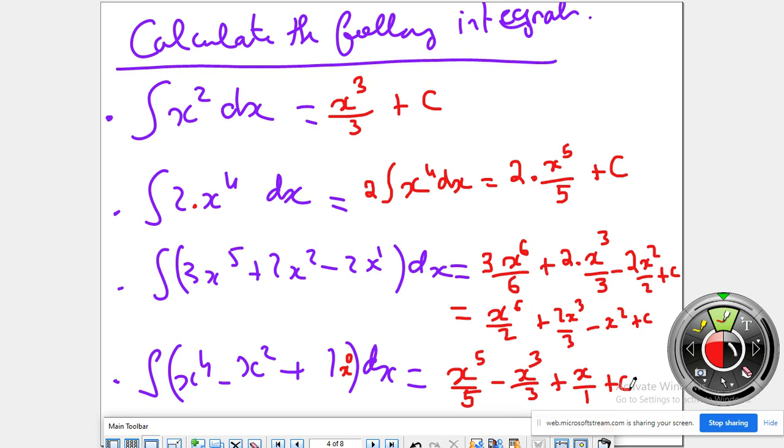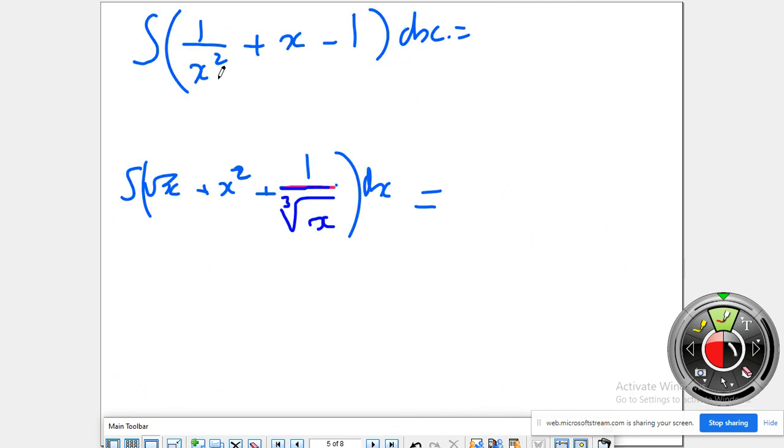It's very simple. Just you need to know the rule. I will move to another example. If I have a fraction what I need to do? I need to take it up.